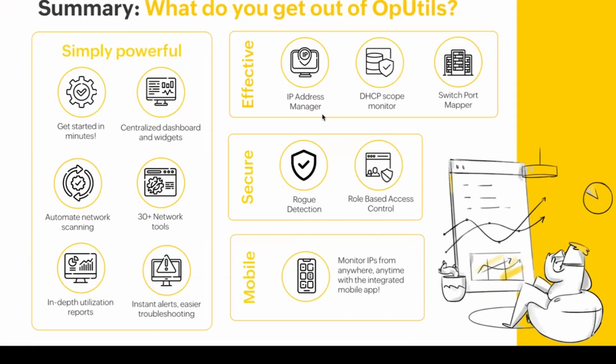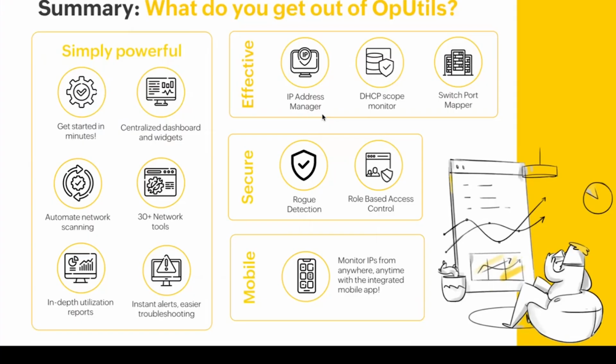OpUtils has a centralized dashboard and widgets to get visibility into the crucial data that you're monitoring. And the best part of the dashboard is that you can customize it according to your monitoring needs. OpUtils can automate network scanning, which means you won't need to perform an on-demand scan to keep the console updated with real-time data insights. So this increases productivity and reduces the time required for performing network scanning tasks.